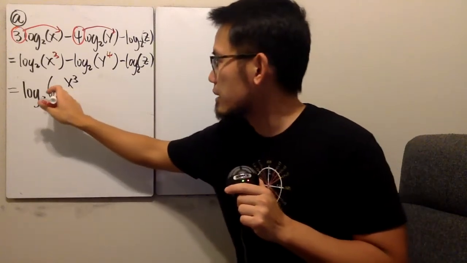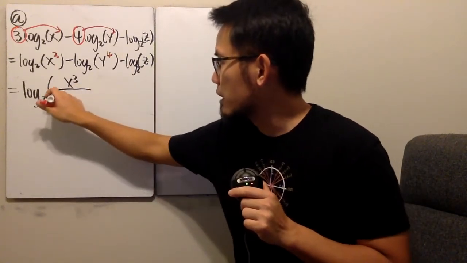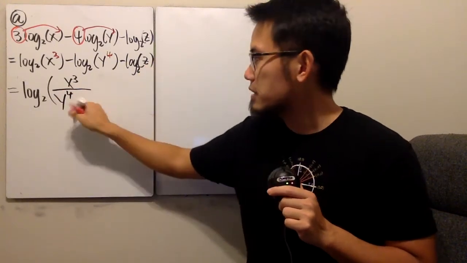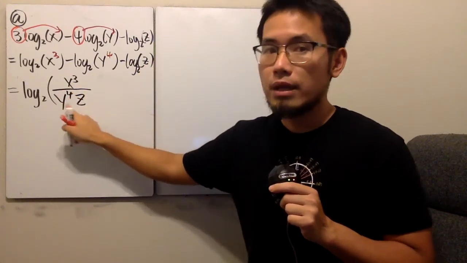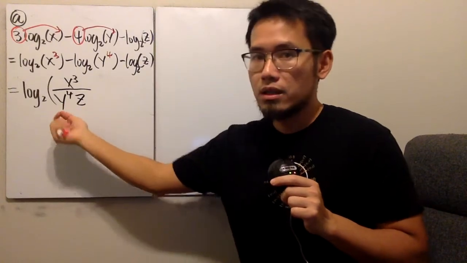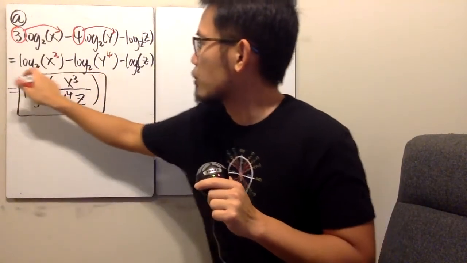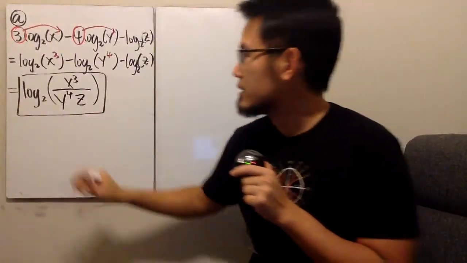So I will just put down divided by the first one here. Well, this right here is y to the fourth power, and you have z right here, right? And on the bottom, they are multiplying. So that's pretty much it. This is how you combine logarithms, like that. All right, so let's do a few more.